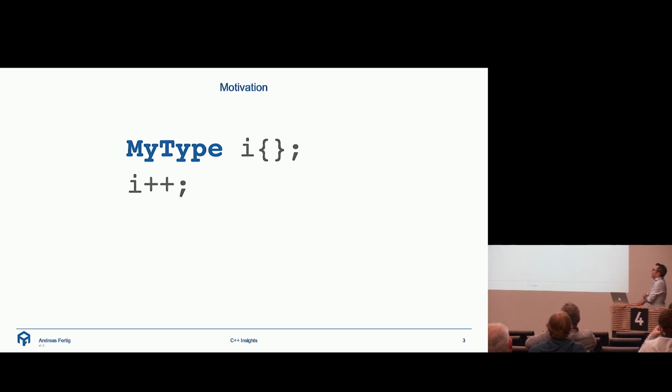We are here today because of C++. And this piece of code should be the motivation, or one motivation, for why I created C++ Insights. These are two lines of code. I have something here called myType. I create an object out of it called i, default initialized, and then I post-increment i.